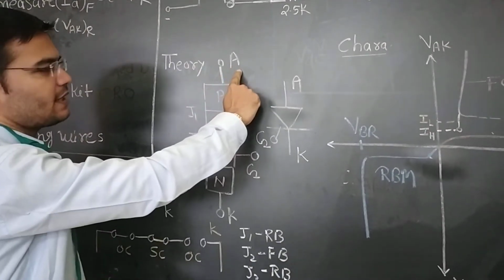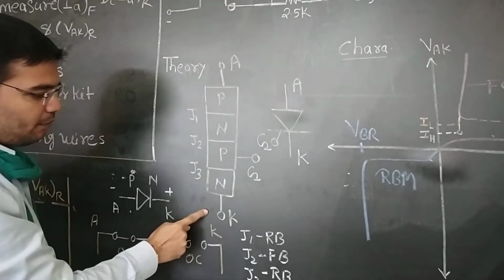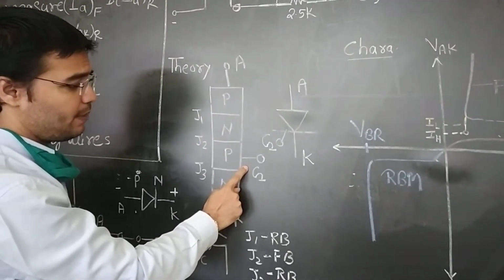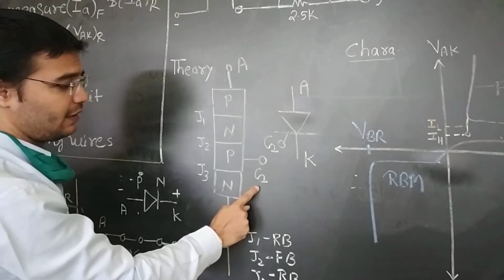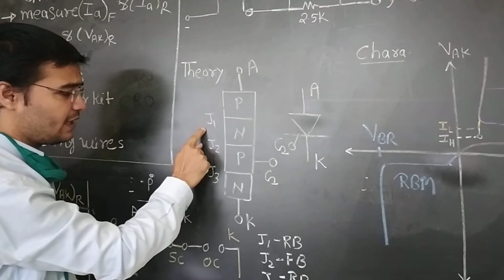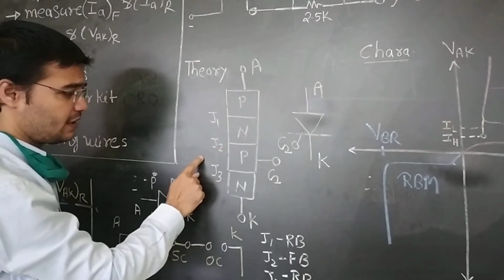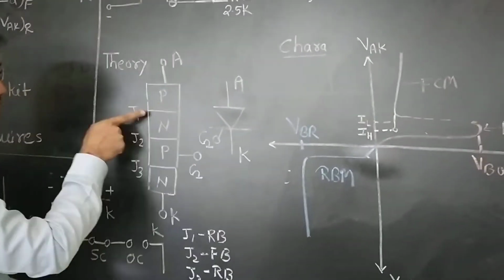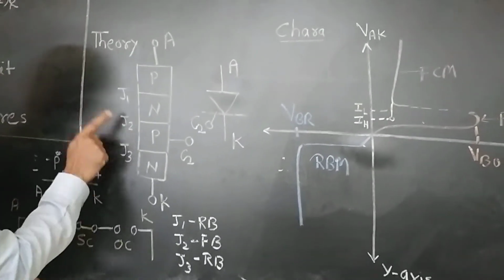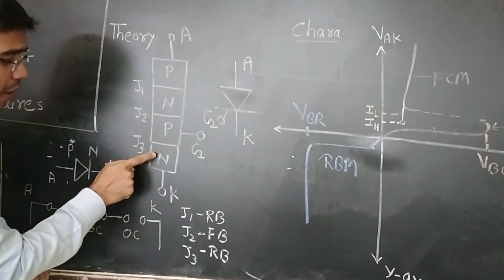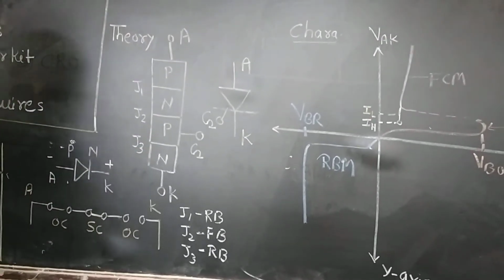And this top is called the anode terminal and the bottom is called the cathode terminal, and the terminal taken out from the P layer, the P-type semiconductor material, is called the gate terminal. This becomes one junction, junction J1. This is another junction, J2, and this one is junction J3. Junction J1 is between P and N, junction J2 between N and P, and junction J3 between P and N type semiconductor material, right?